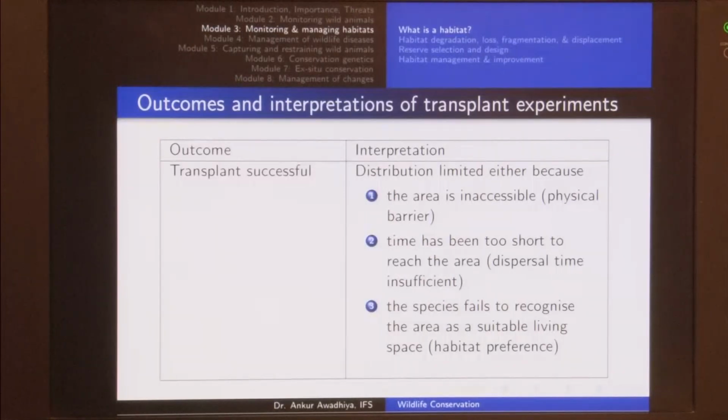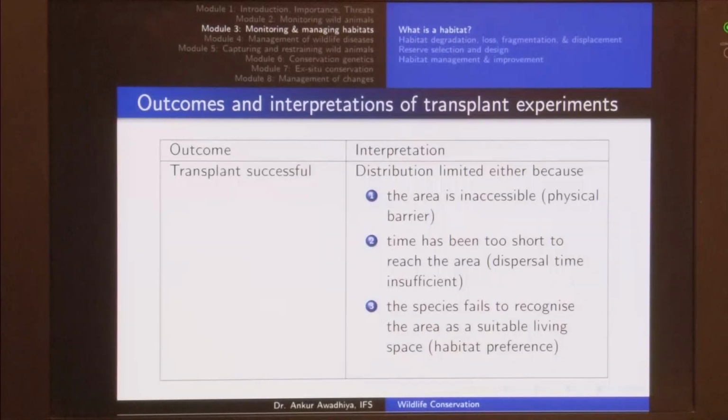So, in those situations, why are the animals not found there? In those cases, we interpret it as that the distribution is limited either because the area is inaccessible. So, there is a physical barrier, for example, a large sized river that is preventing the animals from going from one side to another side, or the time has been too short to reach the area. So, essentially we have insufficient dispersal time.